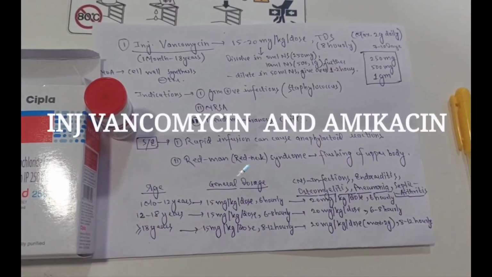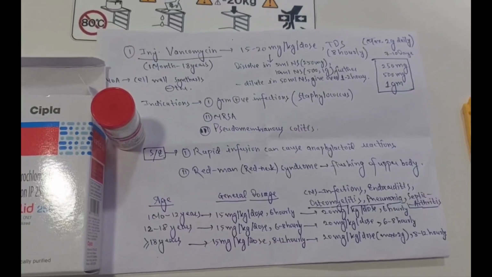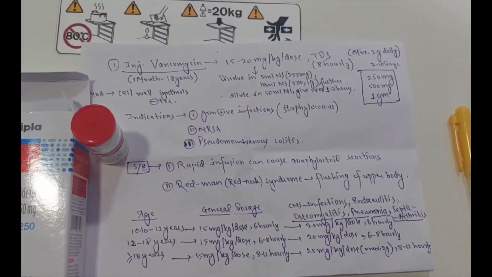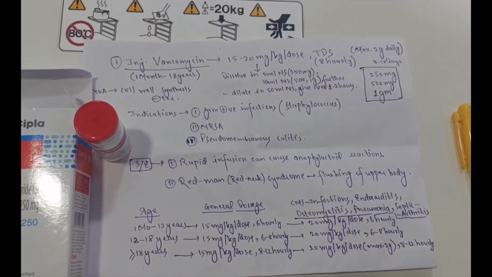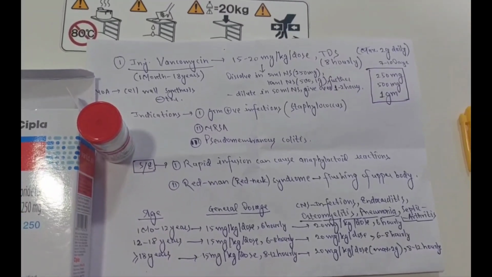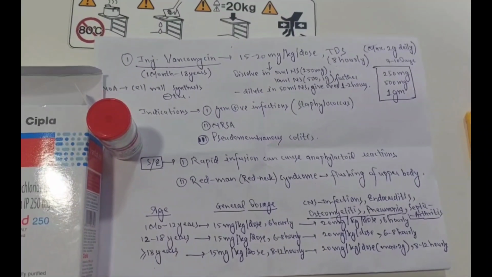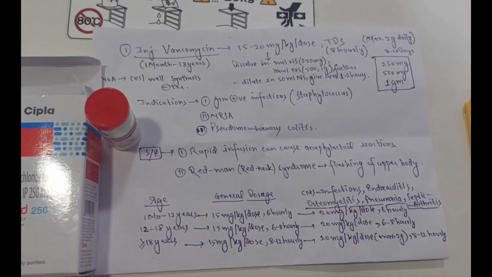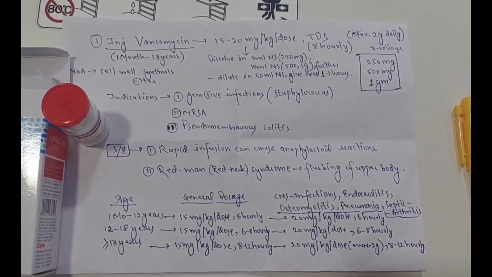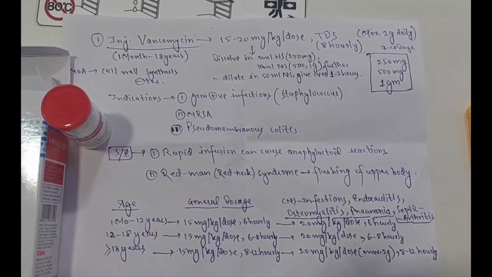So in this video we are going to see injection vancomycin, which is the most potent antibiotic at present we are using here. The indications of vancomycin are for gram-positive infections such as Staphylococcus, MRSA, that is the methicillin resistant Staph aureus, Pseudomonas, pseudomembranous colitis, etc. So it acts against gram-positive infections, and it is also used in endocarditis, osteomyelitis, pneumonia, septic arthritis, etc.